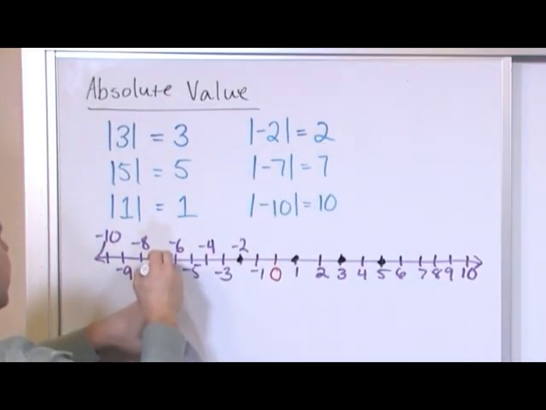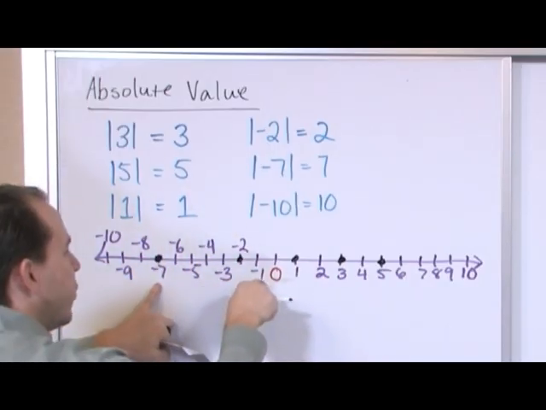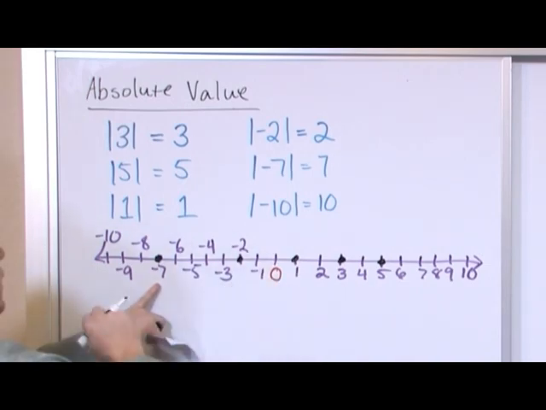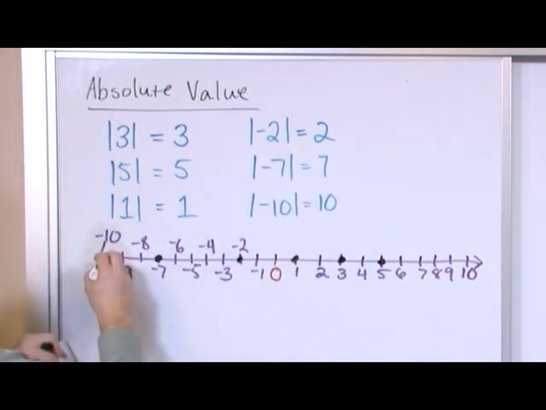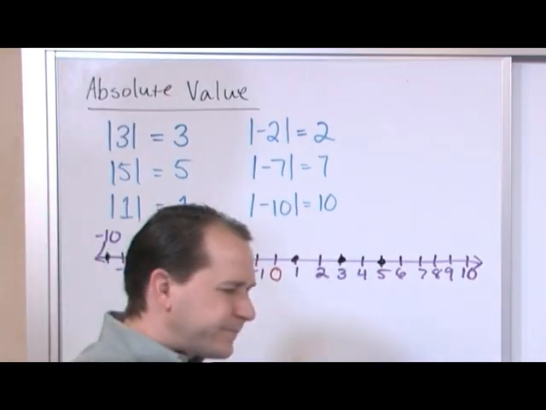Negative 7 is over here. And yeah, it's a negative number too, but it is 7 units away. 1, 2, 3, 4, 5, 6, 7 units away from 0. So that's why we call it the absolute value is 7. And of course, negative 10 is over here, and it's 10 units away, so the absolute value is 10.